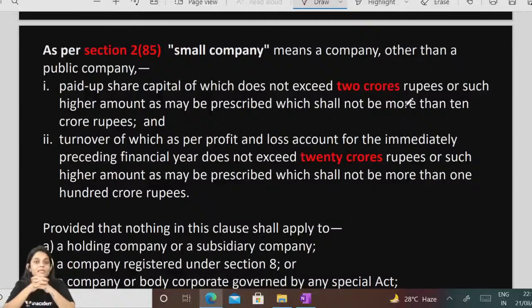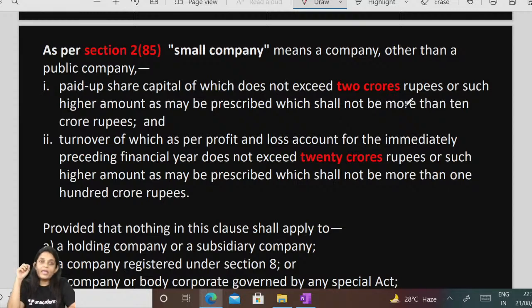Now, what is a small company? This is the size of my office. Am I a small company? No. This concept of a small company was actually introduced under the 2013 Act.